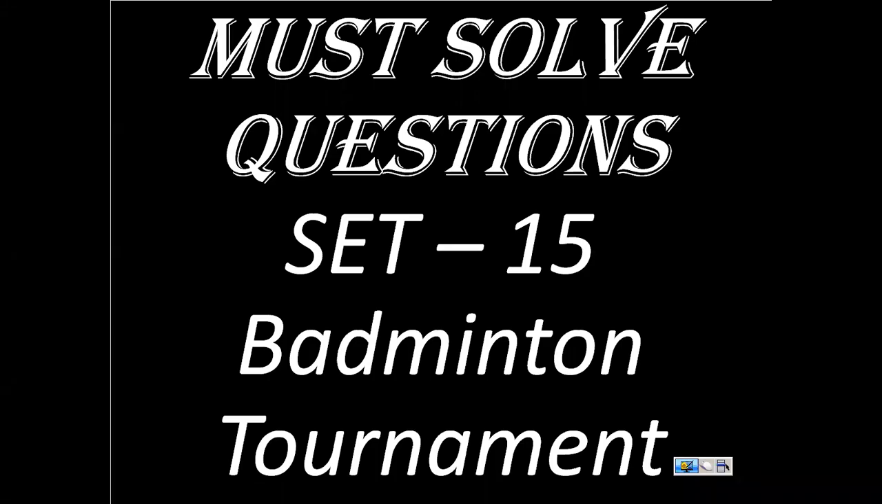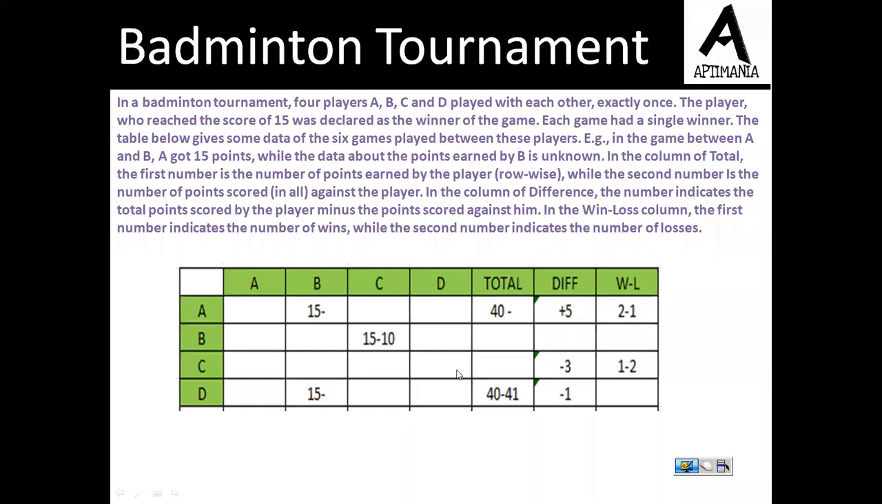Hello. In this video, we are going to discuss a good set based on games in tournament. Here's a question. In a badminton tournament, 4 players A, B, C and D played with each other exactly once. The player who reached the score of 15 was declared as the winner of the game. Each game had a single winner. The table below gives some data of 6 games played between these players.